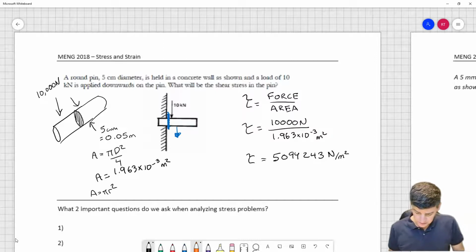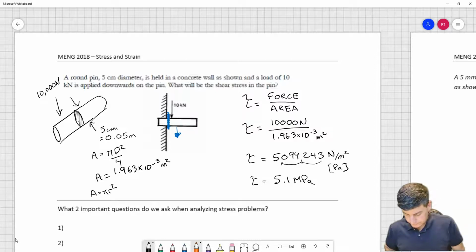May make sense to simplify it. This becomes a Pascal. Bouncing across here, I have two groups of 3, which means kilo and then mega. And so I could simplify that to say 5.1 megapascals.